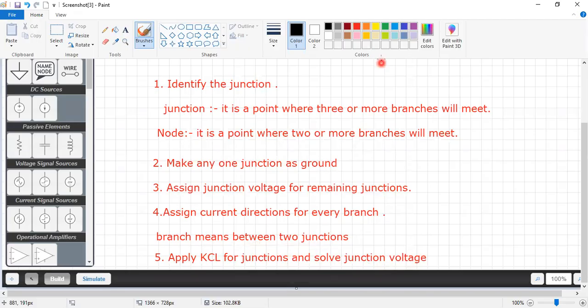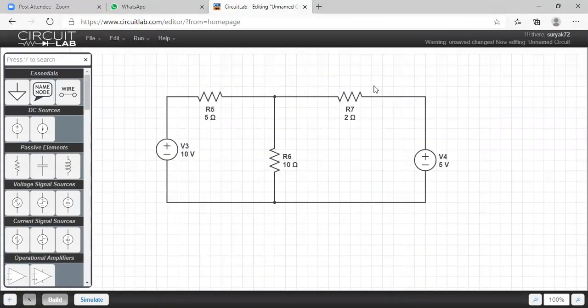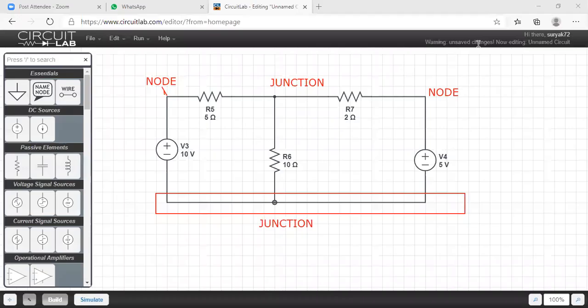Now I'm solving a small problem, taking all the five points. What is point number one? Initially, identify the junctions and nodes. I know this is a point where two elements came, and as two elements came here, it is a node.